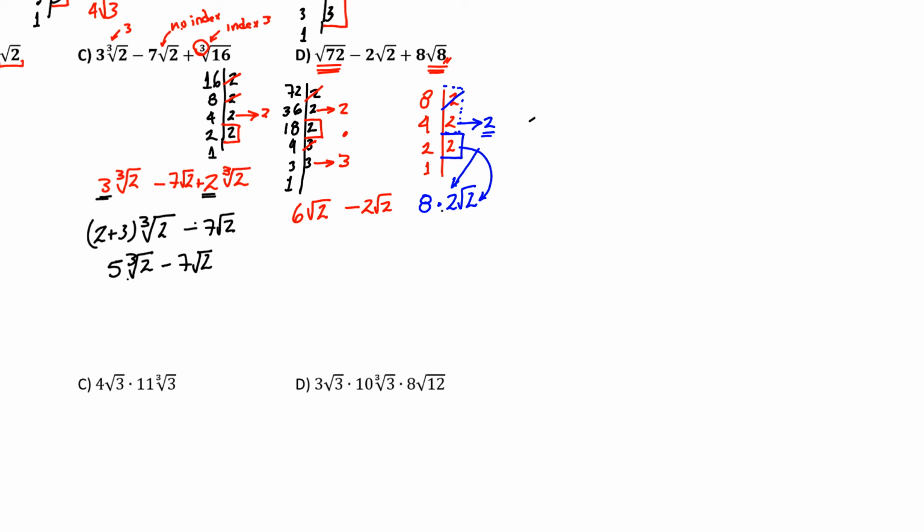Let's go ahead and simplify this so we can add them together. You have 6 square root of 2, that's already simplified, minus 2 square root of 2, plus 16 square root of 2, because we have to recombine the 2 and 8 together. Now, remember that we're only adding the coefficients. So we're going to have 6 minus 2 plus 16 square root of 2. 6 minus 2 is 4, plus 16 is 20. So the correct answer is 20 square root of 2.